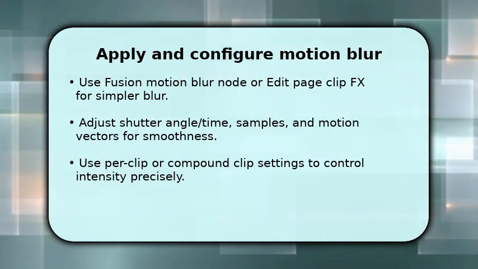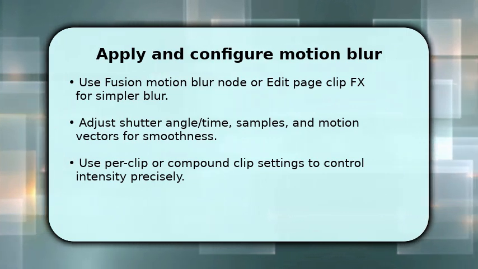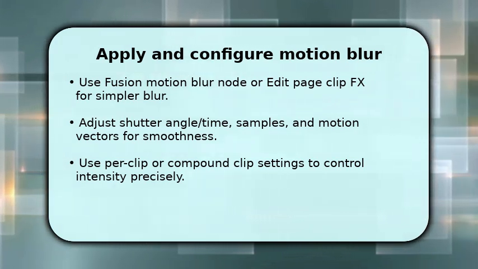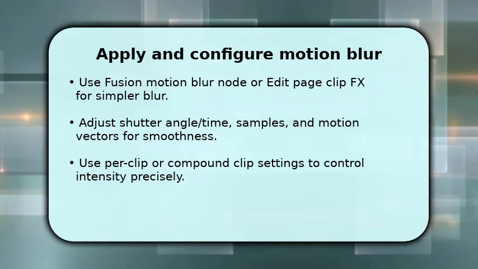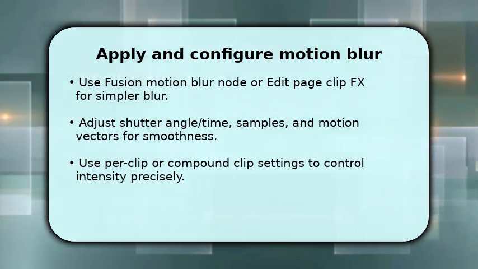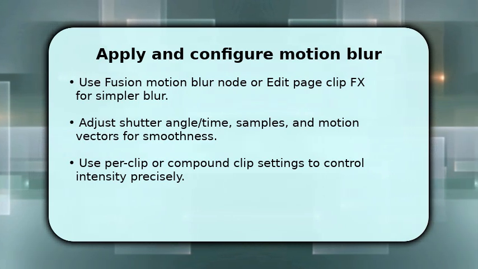If you used optical flow, feed motion vectors into the node. Once configured, preview short segments at full resolution. Make iterative tweaks to shutter and samples until the motion reads natural without ghosting.